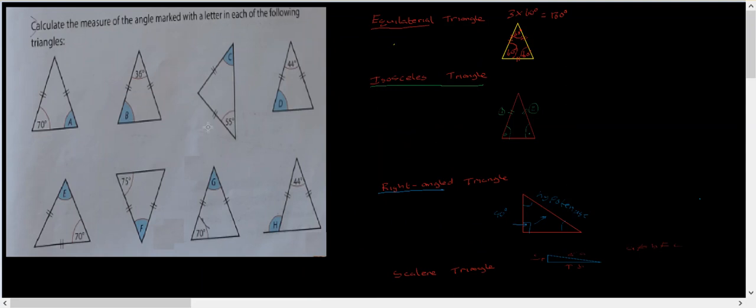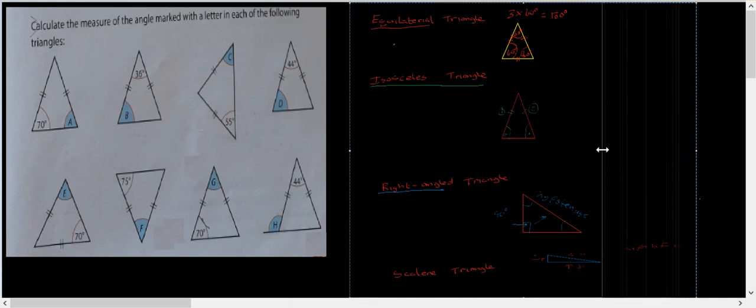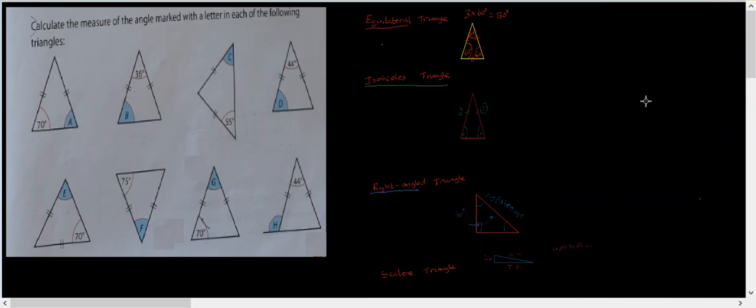So the first one that we want to look at, let's just make this a little bit smaller. We'll squash it up here a little bit. Okay, so if we think about this first question then, what we've been asked to do is calculate the measure of the angle marked with the letter in each of the following. So let's look at this first one here.